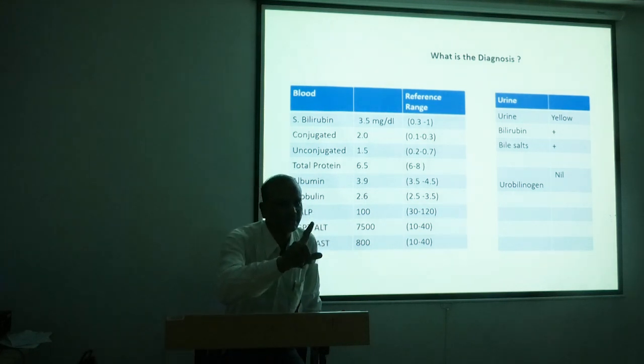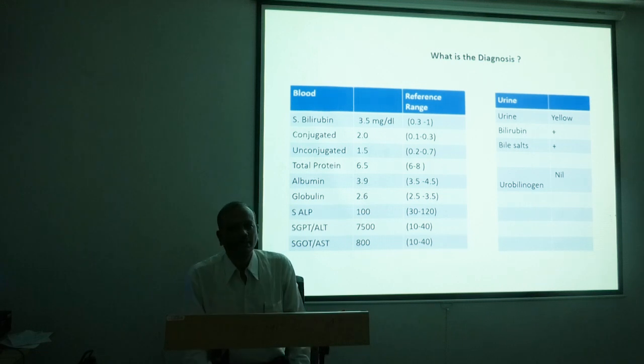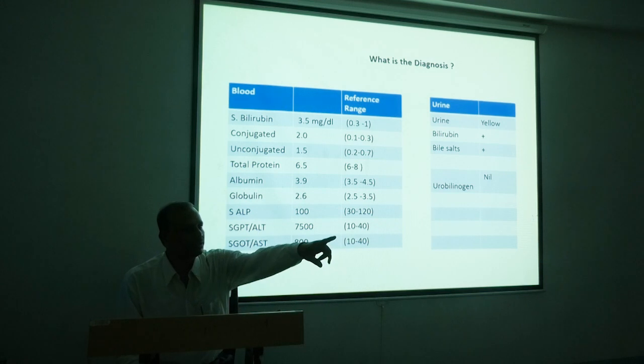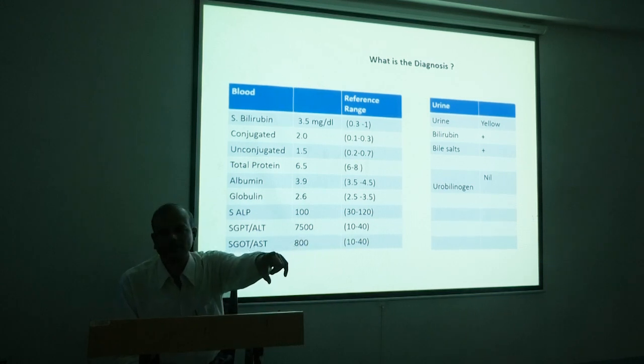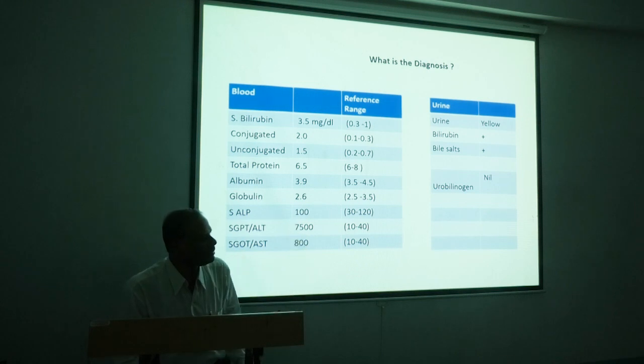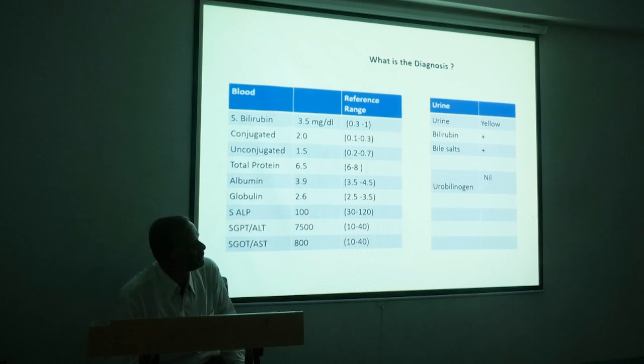How many say hepatocellular? Just hands up, please. 1, 2, 3, 4, 5, 6, 7. Can anyone tell why this is hepatocellular? AST is increased and ALP is not increased, so it is not obstructive. AST is increased, total bilirubin is also increased, and total protein is normal.